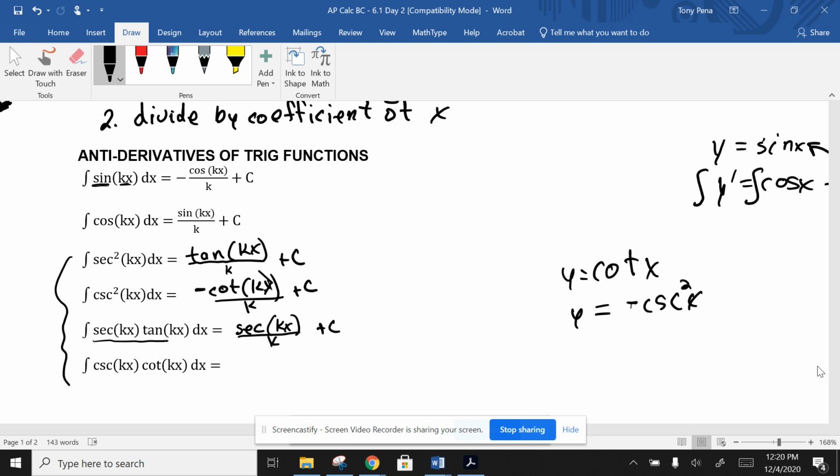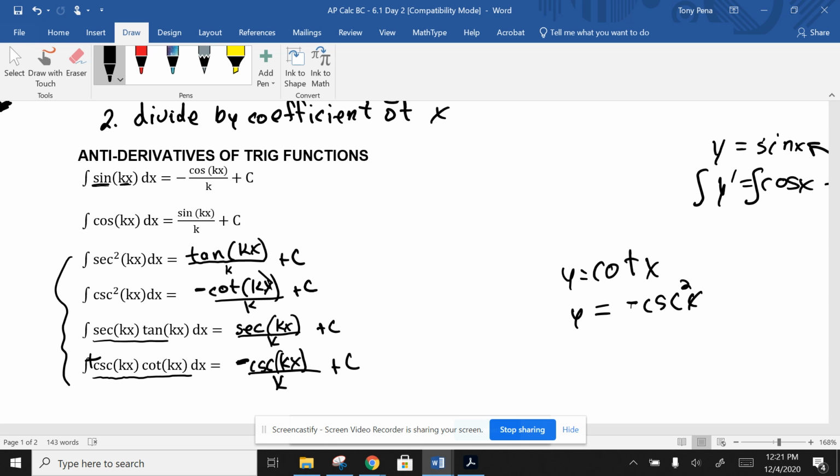All right, and then the last one here, Lindsay, what do you think? What did we take the derivative of to get a cosecant cotangent? A negative cosecant kx over k plus c. Good. The derivative of cosecant would have been a negative cosecant cotangent. So since our cosecant cotangent is positive, that meant the original cosecant had to have been negative. All right. So that's how we handle those if we have a trig function.